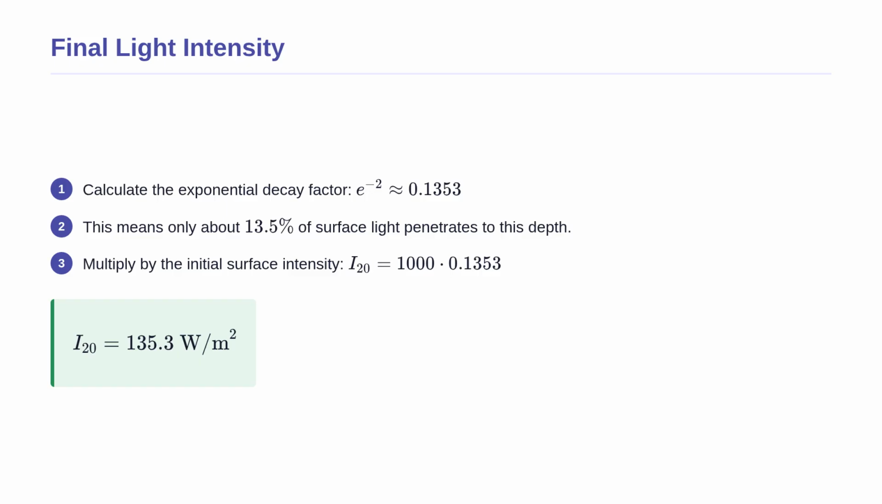This physical result tells us that despite being relatively shallow, the murky water has absorbed a massive portion of the sunlight. However, this remaining light is still sufficient for specialized benthic corals to photosynthesize and thrive.